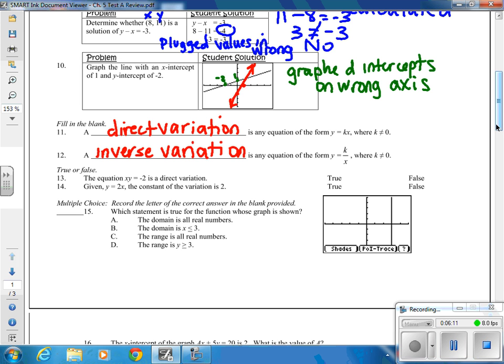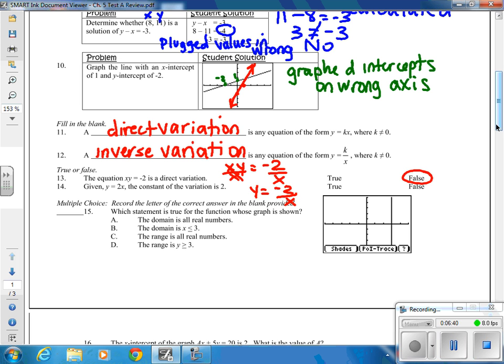Okay, for number 13, these are true or false statements. The equation x times y equals -2 is a direct variation. The only way you're going to be able to know that is by solving it for y, because it's got to be in y equals format. So if I take x times y equals -2 and I want to get y by itself, I have to divide by x. When I divide by x, you now have y equals -2 divided by x. The statement says that that is direct variation. And if you know your formulas well enough, you know that that is inverse. So this would be a false statement.